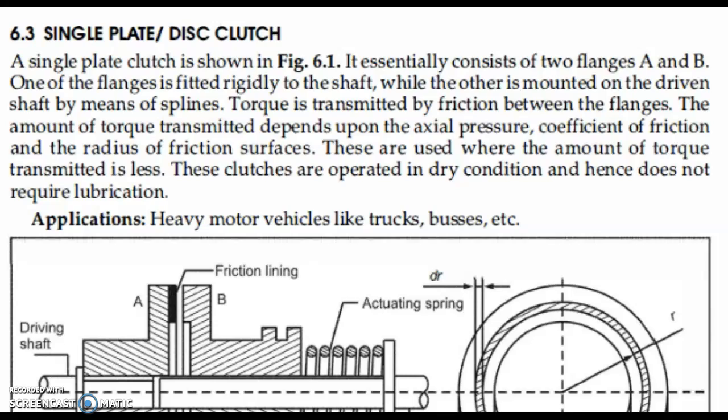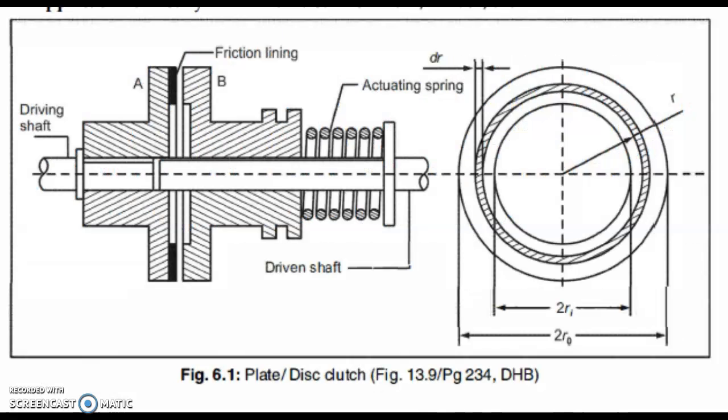The figure is necessary to identify how the clutch works and what the basic elements in the clutch are. So using this figure we can identify how the clutch will work and what basic elements are required in a clutch. So this is the driving shaft, and there are two sections, A and B. Then the B section is attached to the driven shaft. It is already shown here, and there is an actuating spring.